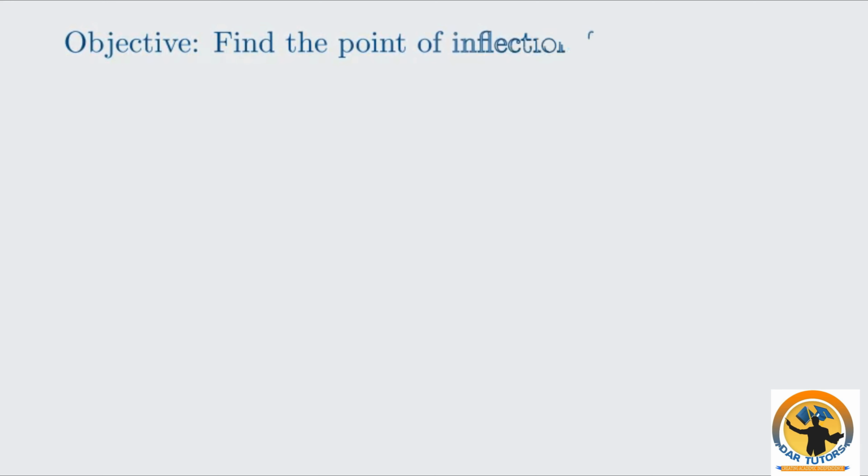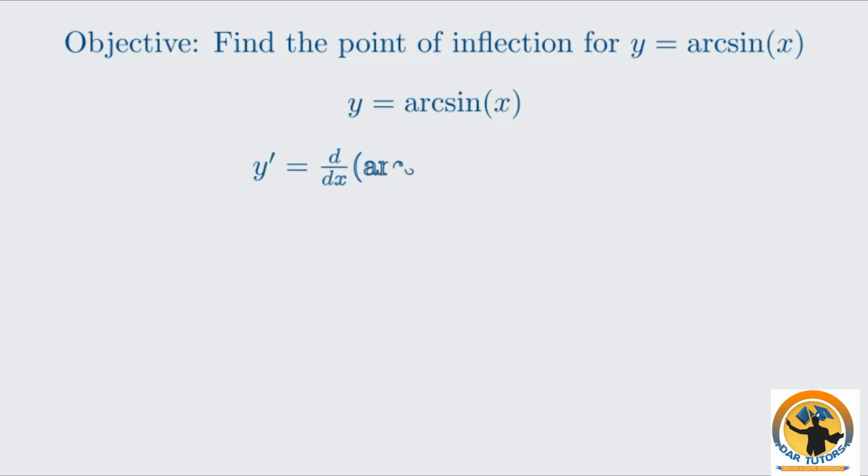We will find the point of inflection for the function y equals arcsin of x. Our objective here is to find the point where the concavity of the function changes. To do this, we need to find the second derivative, y double prime. First, let's find the first derivative, y prime. The derivative of arcsin of x is 1 over the square root of 1 minus x squared.